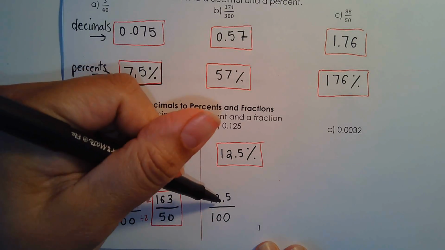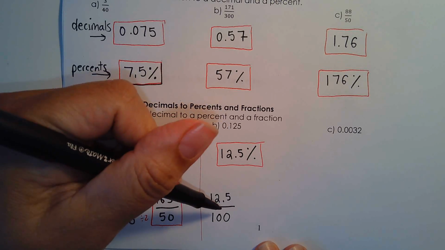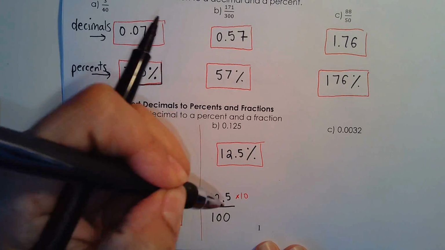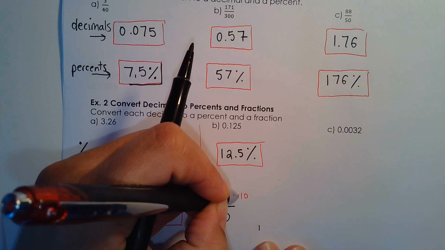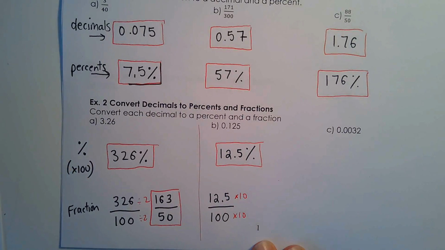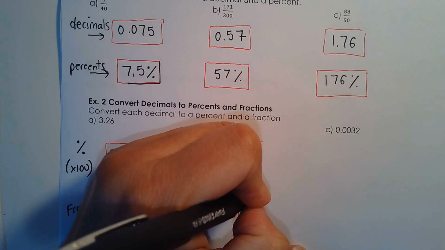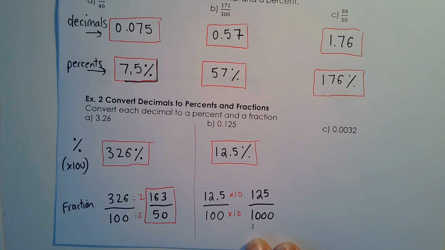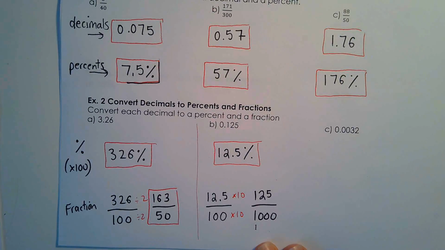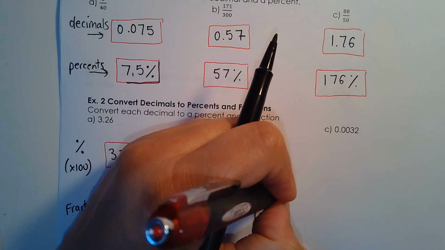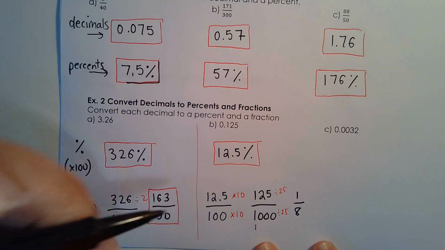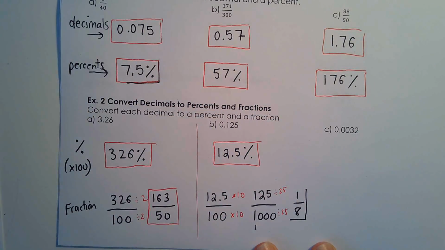Now we don't like to have decimals in our fractions, so we need to multiply it by 10 to move the decimal over one spot. Whatever we do to the top, we do to the bottom. Multiply it by 10 on the bottom as well. So we have 125 over 1,000. That is correct, but it needs to be put into lowest terms. So we can divide them both by 25, and we end up with 1 over 8 as our final answer.